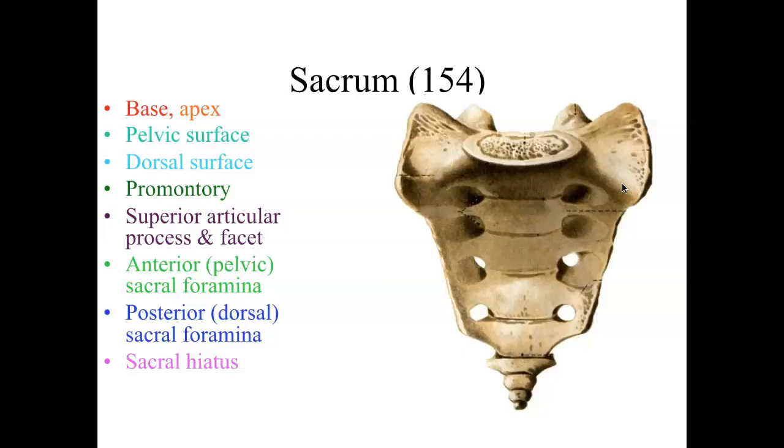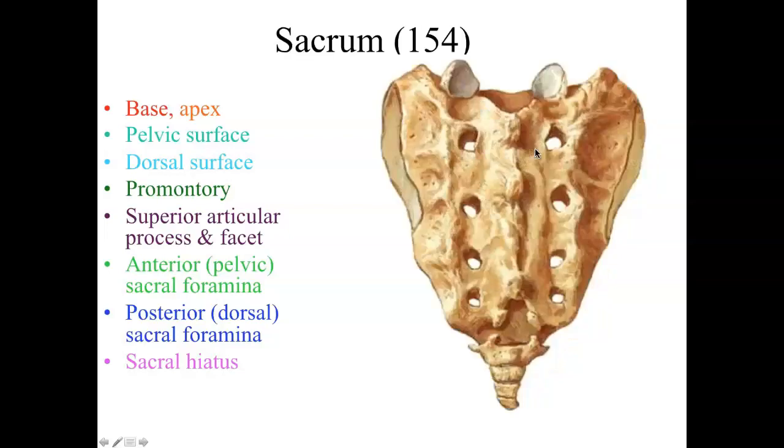Now if we switch back to our anterior view, we can see the promontory here. And it's just this little edge of the lip where your intervertebral disc, L5, would be sitting on top. We also have superior articular processes and facets, so we're seeing this in a posterior view. This is going to articulate with an inferior articular process and facet of L5. That's never going to change unless there's something that is atypical about someone's anatomy.